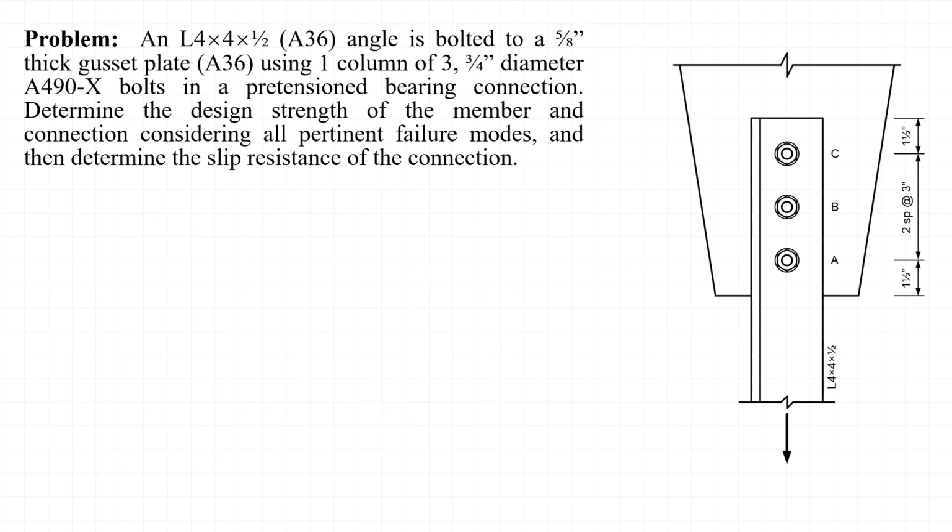Now that we know the strength of the angle, we'll move on to determine the strength of the bolt group. The strength of the group of 3 bolts is determined based on the lesser of the shear strength of the bolts, the bearing and tear out strength of the angle, and the bearing and tear out strength of the gusset plate.